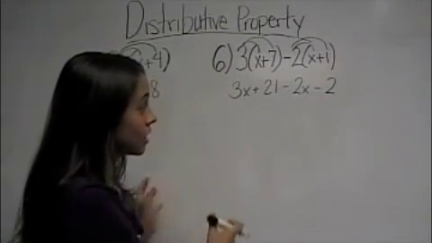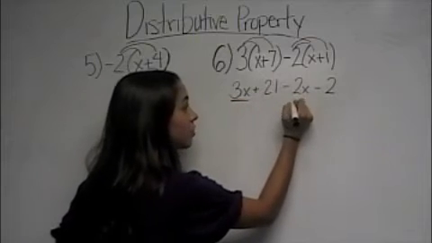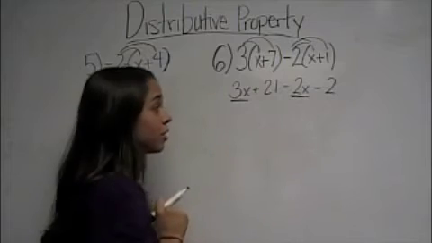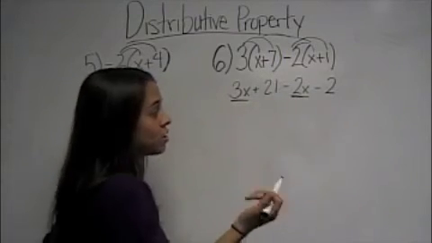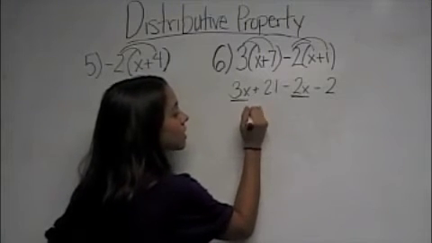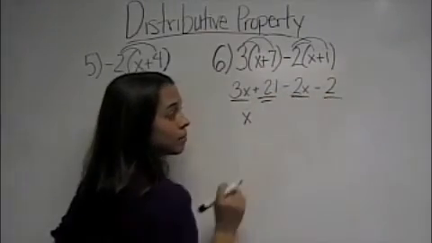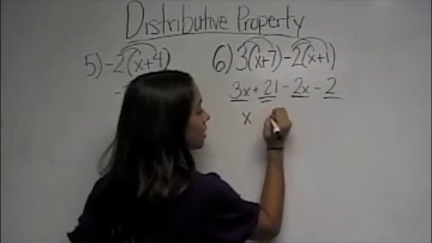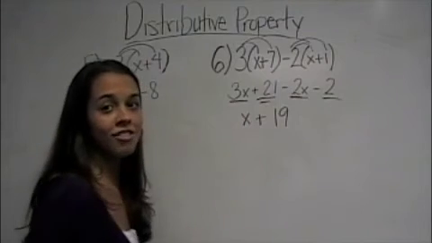Now we need to look and see if we can combine any terms. We're going to, first of all, combine our x's. Now we just add the coefficients. We have 3 plus a negative 2x, or just 3 minus 2x, which will just give us 1x left over. Now we can combine plus 21 and minus 2. 21 minus 2 is just 19. So we have x plus 19 as our final answer.